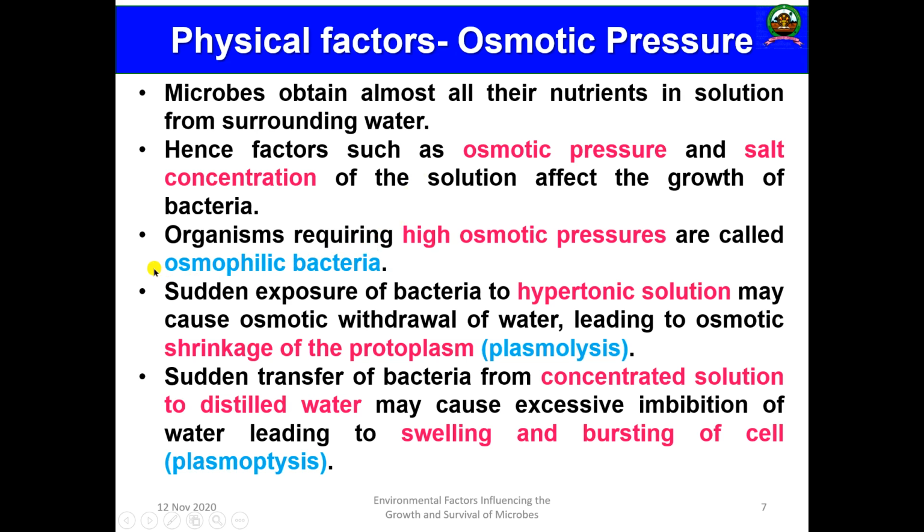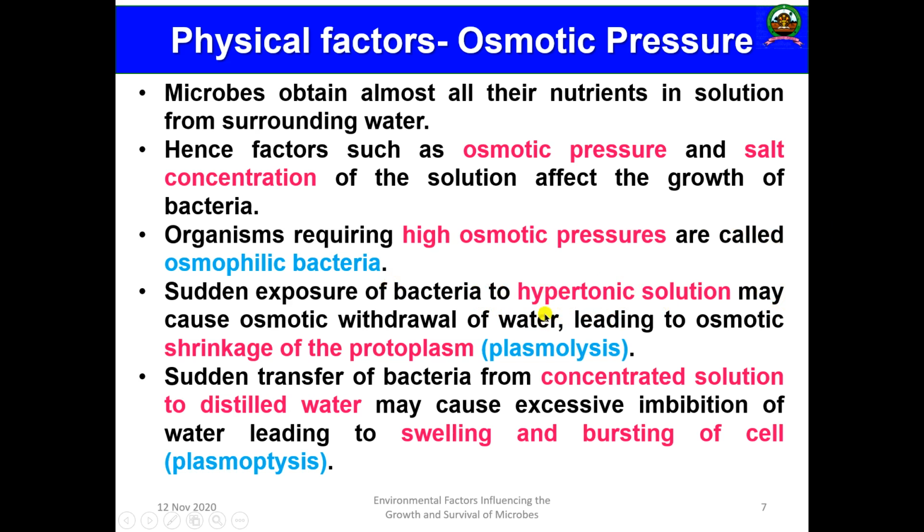There are some organisms that require high osmotic pressure. Such kind of organisms are called osmophilic bacteria. Osmophilic bacteria are nothing but bacteria that require high osmotic pressure. Certain bacteria require high salt concentration for their growth and survival. Such kind of bacteria are known as halophilic organisms.